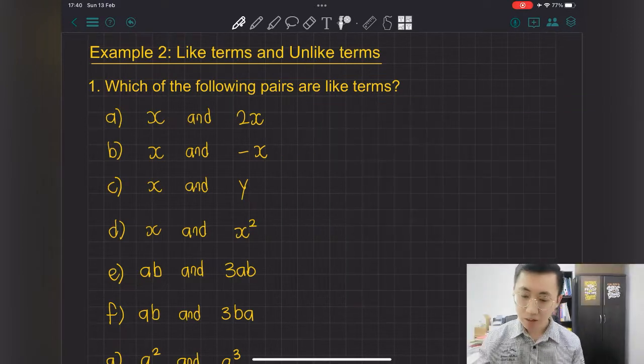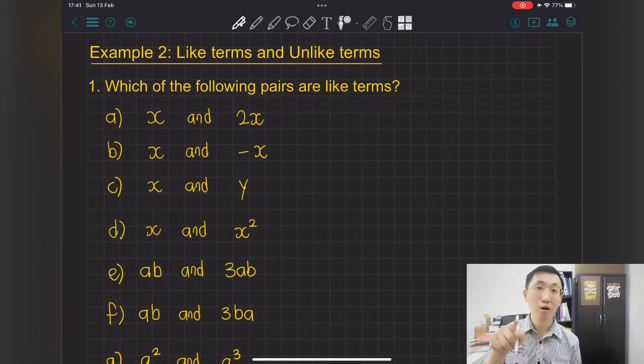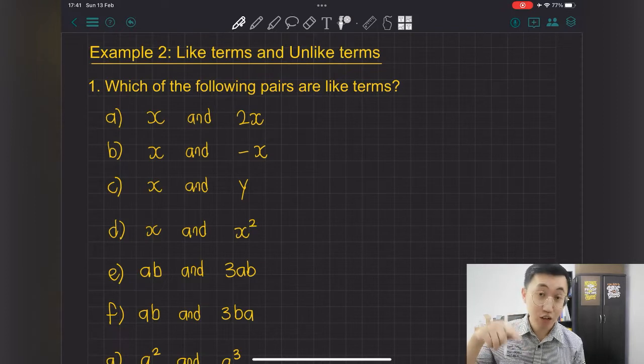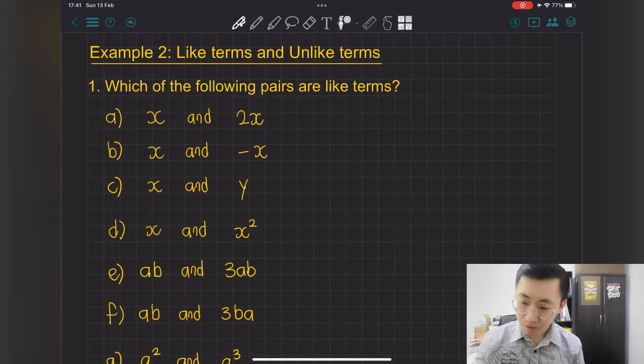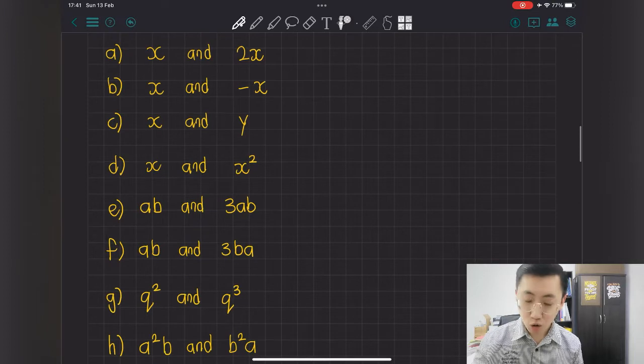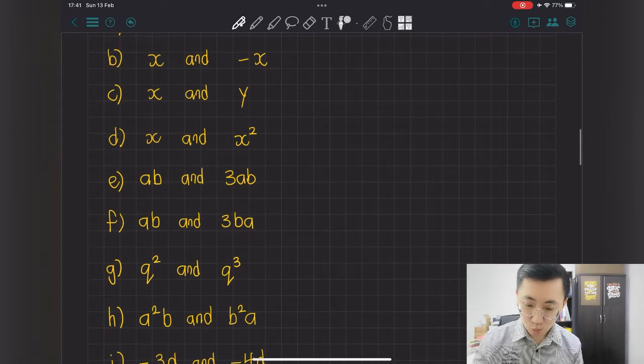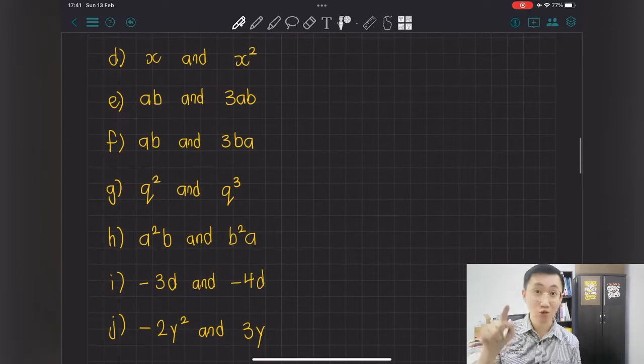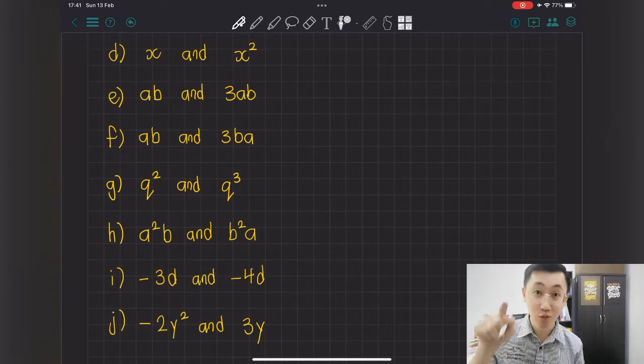So let's start. So question 1, which of the following pairs are like terms? So I give you a challenge right now. I will be showing you the 10 questions. If you can get 10 out of 10 correct, please comment below. So let me show you the question first. Alright, so I have question A all the way to J. So let you try first and then let me know if you can get 10 out of 10 correct before I show you, of course.